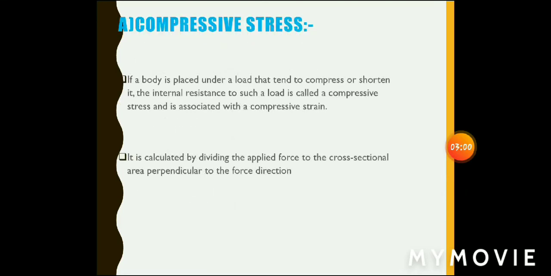Compressive stress. If a body is subjected to a compressive load, like squeezing or compression, then the force acting in resistance is called a compressive stress. If a body is placed under a load that tends to compress or shorten it, the internal resistance to such a load is called compressive stress and is associated with a compressive strain. It is calculated by dividing the applied force by the cross-sectional area perpendicular to the force direction.